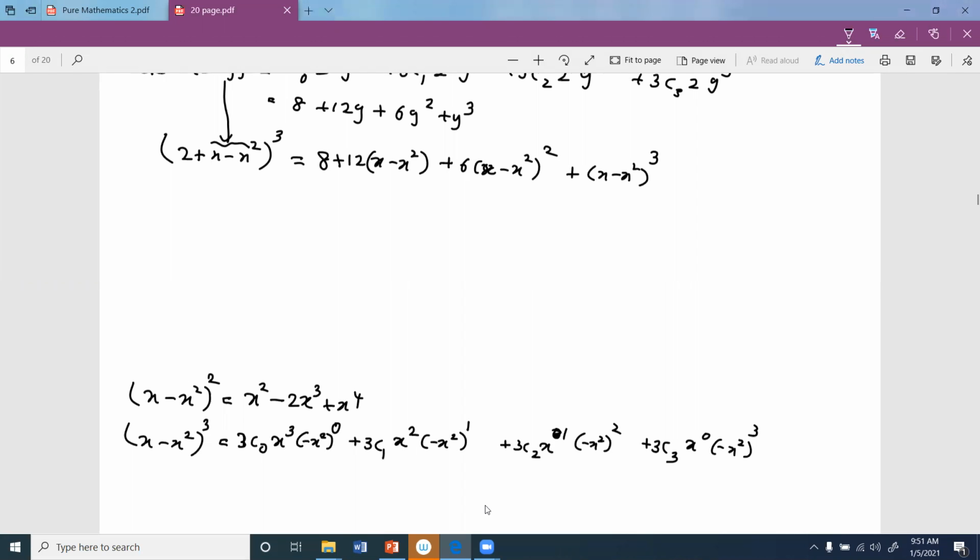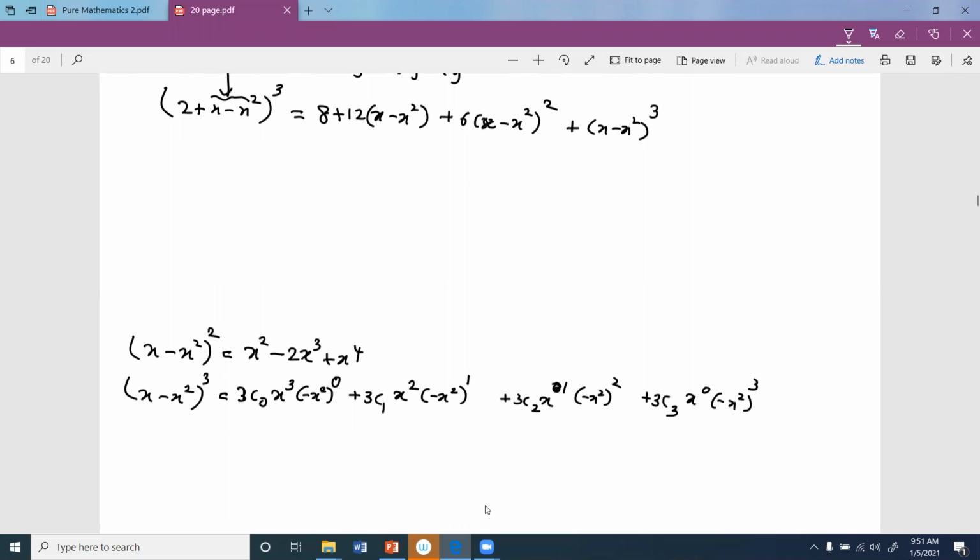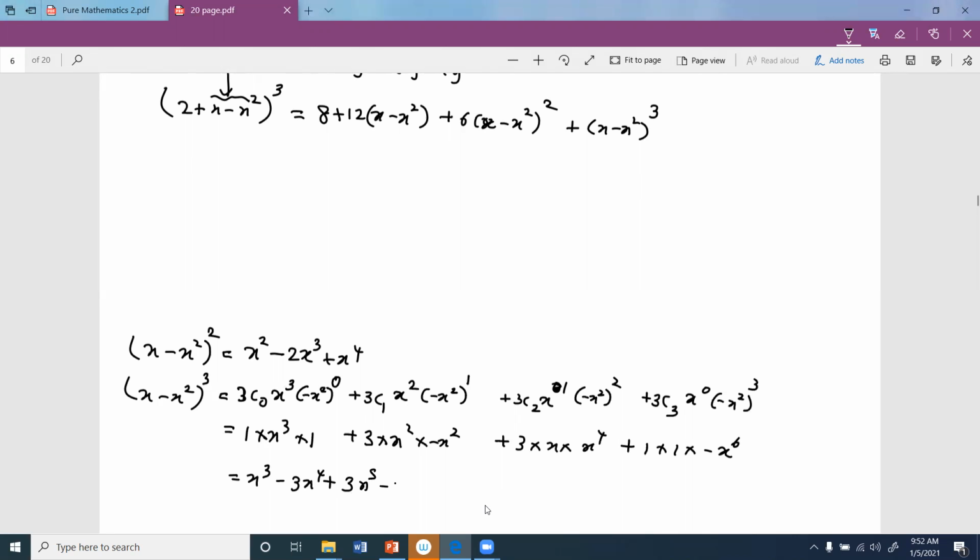We have to simplify this carefully. So 3C0 is 1, x to the power 3. This is again 1, but any term to the power 0 is 1. Then 3 times x to the power 2 times minus x squared. This is 3, and x squared times minus x squared gives x to the power 4. The minus signs cancel when squared. So with that you can get the final answer: x to the power 3 minus 3x to the power 4 plus 3x to the power 5 minus x to the power 6, right?